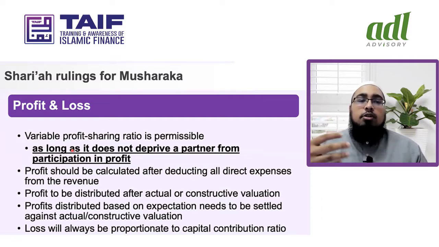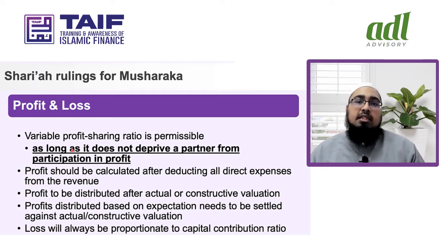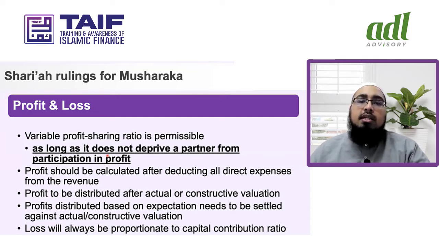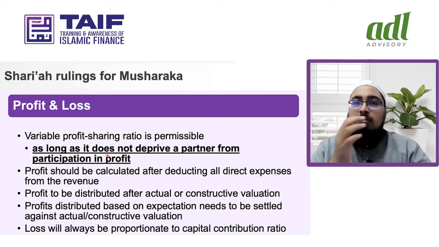Out of all those, the most important part is basically profit and loss, the mechanisms based on which we can have profit sharing components agreed upon. A few of the highlights or bullet points from this is that we may have a variable profit sharing. Firstly, when we are talking about profit sharing ratio, we cannot have a lump sum. We cannot say, if you put 1 million dollars, you will get, let's say, $10,000 every month. We cannot specify a lump sum because that will make it riba.